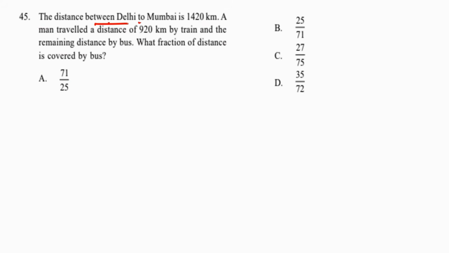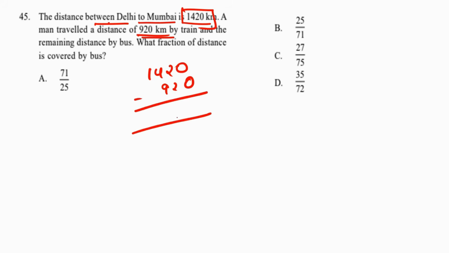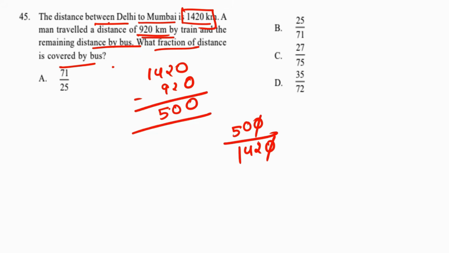Moving on to the next, the distance between Delhi and Mumbai is given to be 1420. Okay. A man has already traveled 920 by train. So if 920 by train, what is the remaining distance he has to travel? 1420 minus 920, that's 500. So this distance he has covered by bus. So what is the fraction of the distance covered by bus? 500 of the total, which is 1420. 0 can be cancelled out. Rest can be divided by 2. 25 times 2 is 50 and 71 times 2 is 142. 25 by 71, option B is the answer.